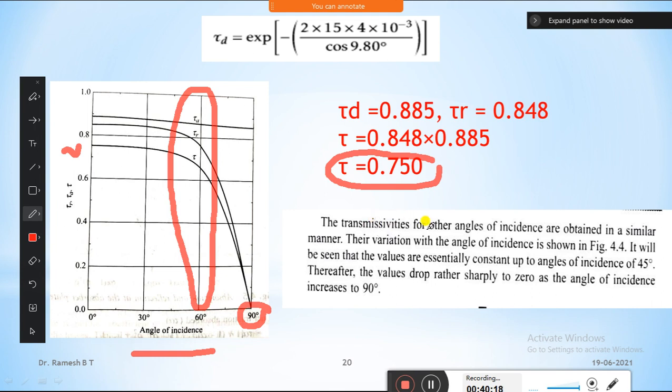Clear? And the transmissivity for different angles of incidence is obtained in a similar manner. If you go with 30 degrees, or 60 degrees, meaning I take theta 1 as 15, like this, with different angles you will get different values, and by using those values you can draw the graph. And if the incidence is 45 degrees, the value drops, rather than 0 at an angle of 90 degrees. If you go with 90 degrees, the tau value becomes 0.